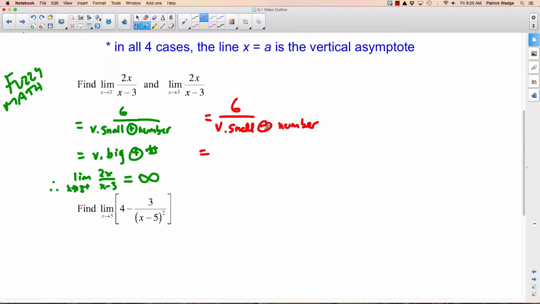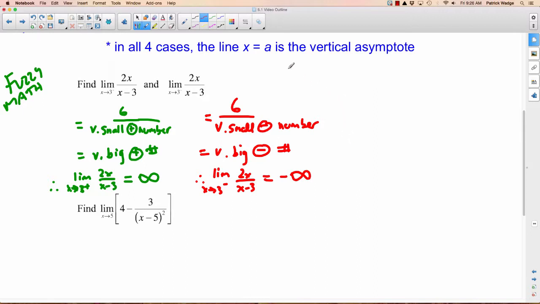Well, 6 divided by negative 1 is negative 6. 6 divided by negative 0.5 is negative 12. 6 divided by negative 0.1 is negative 60. It's just like what was happening over here, except all the answers are negative. So we're going to get a very big, they're getting bigger and bigger, negative number this time. How big can we make it? As big as you want. Well, actually, it's this big negative, which means it's a very small number. So what you end up with is that the limit of 2x over x minus 3 as x approaches 3 from the left is equal to negative infinity this time.